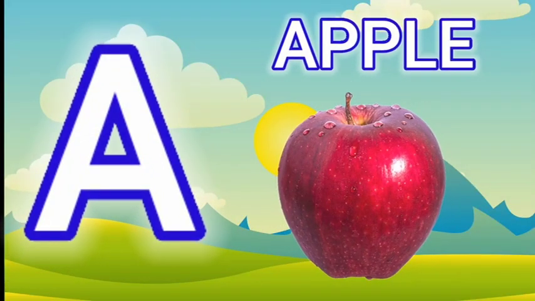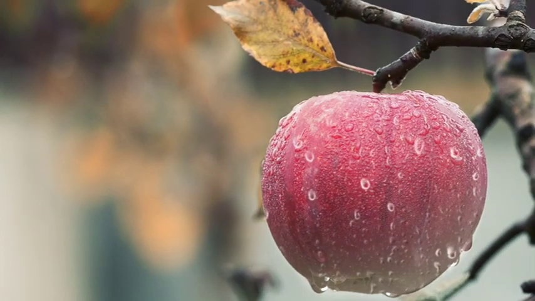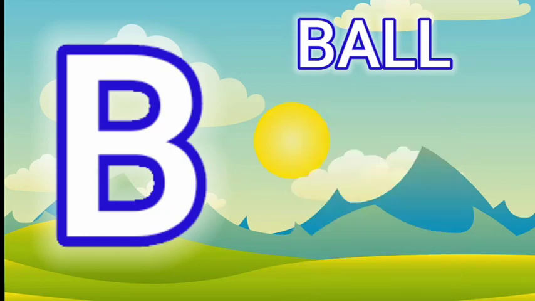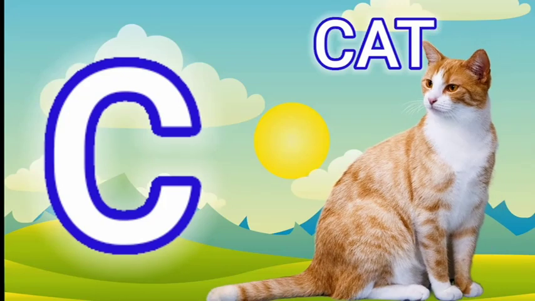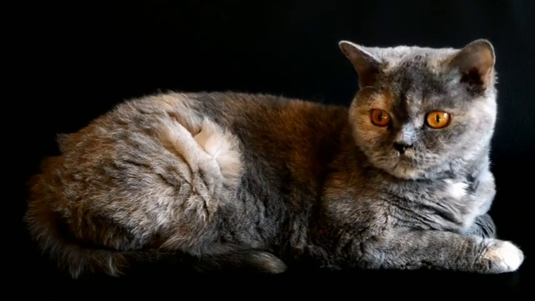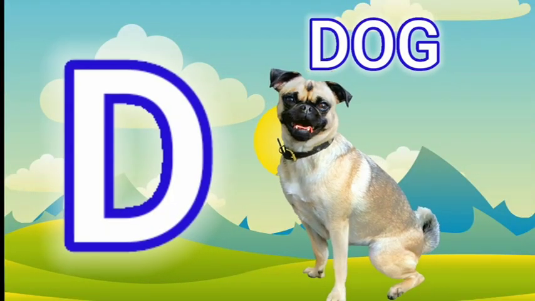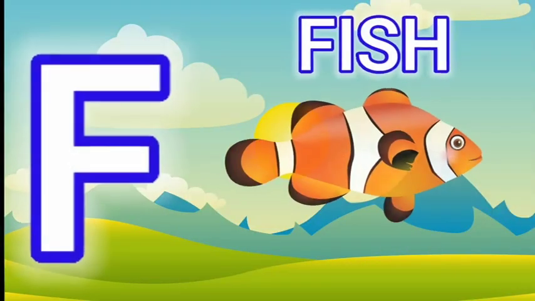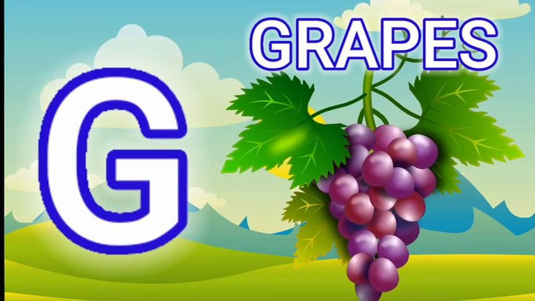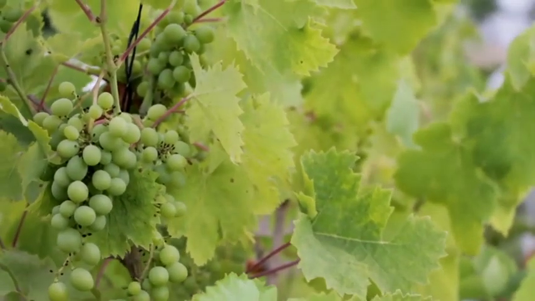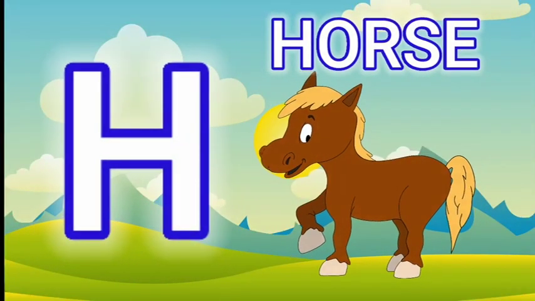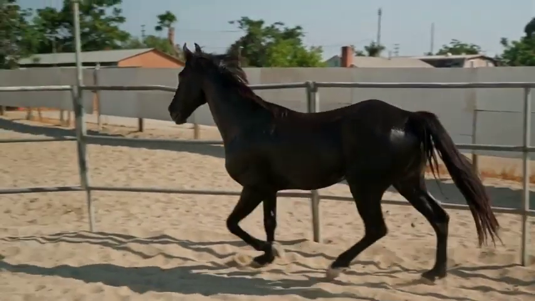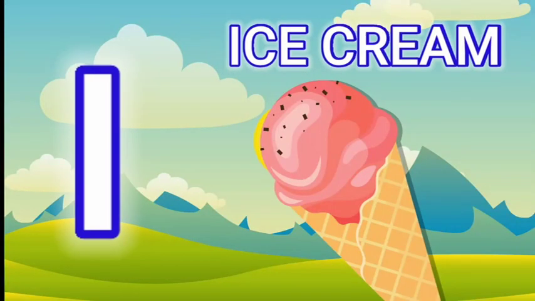A, A for apple. B, B for ball. C, C for cat. D, D for dog. E, E for elephant. F, F for fish. G, G for grapes. H, H for horse. I, I for ice cream.